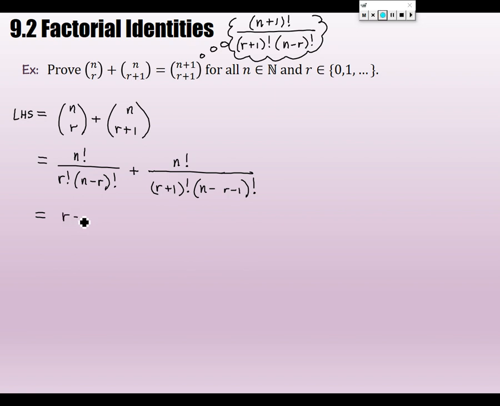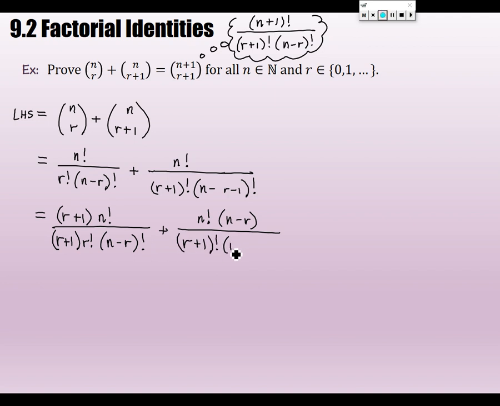So over here we're multiplying by r plus 1 over r plus 1. And over here we're multiplying by n minus r over n minus r. I'm going to just stick it in there if that's okay. And so up here, we'll just keep the numerator the same for now. We have that over, this is r plus 1 factorial, n minus r factorial, and so is this denominator, right?